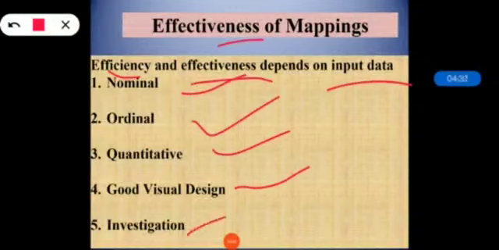So these effectiveness of mappings are considered when we are talking about data visualization by the various variables that are used for visualization of data. Now we have seen the variables. Now in the next section we will see how mapping of the variables is done to the encodings.